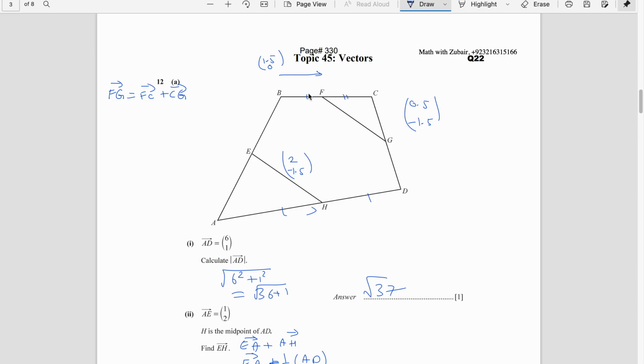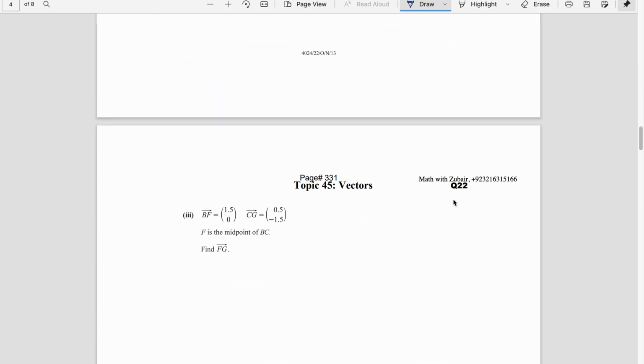So now FC is equal to FB. So we copy this number 1.50 and CG is already given, 0.5 and -1.5. So when you simplify, when you add these, this is 2 and this is -1.5. 2 and -1.5.